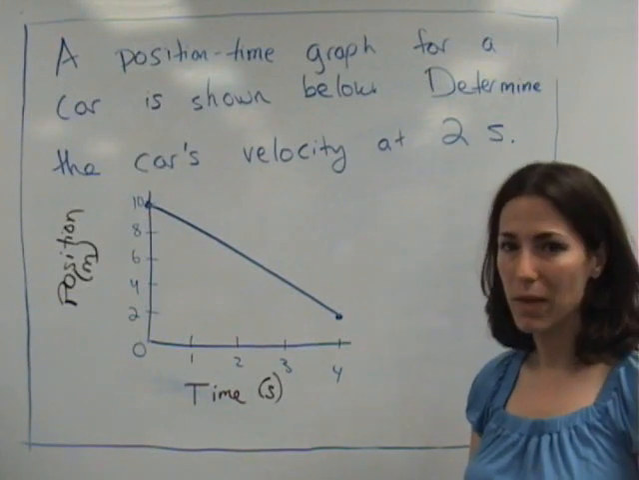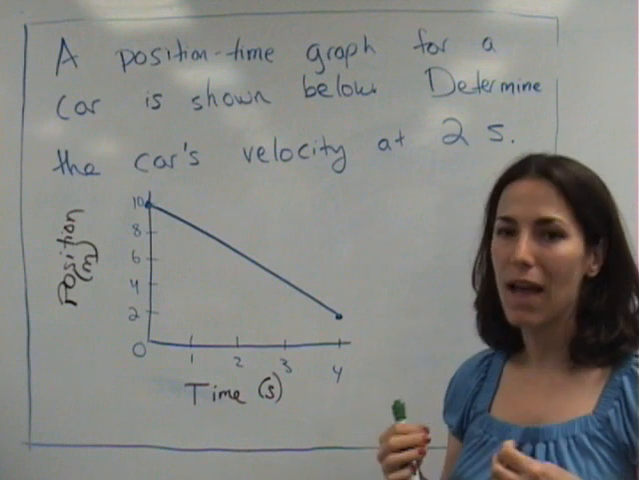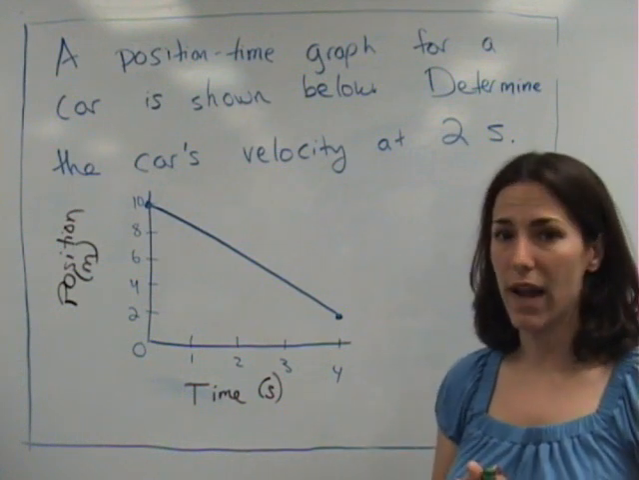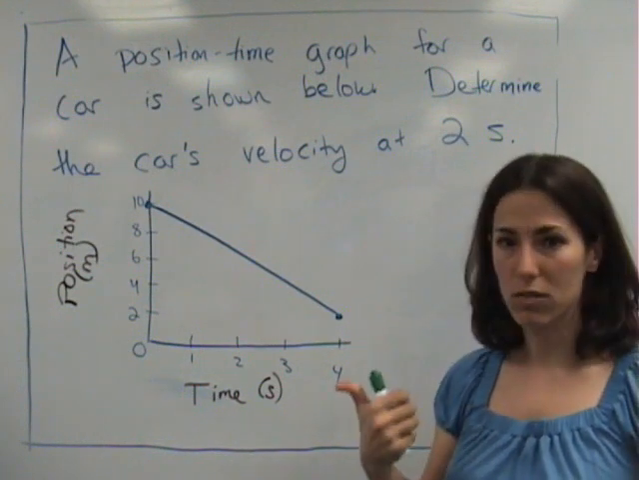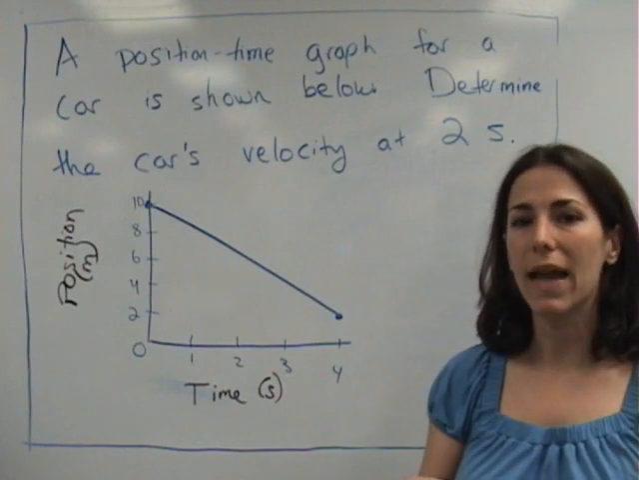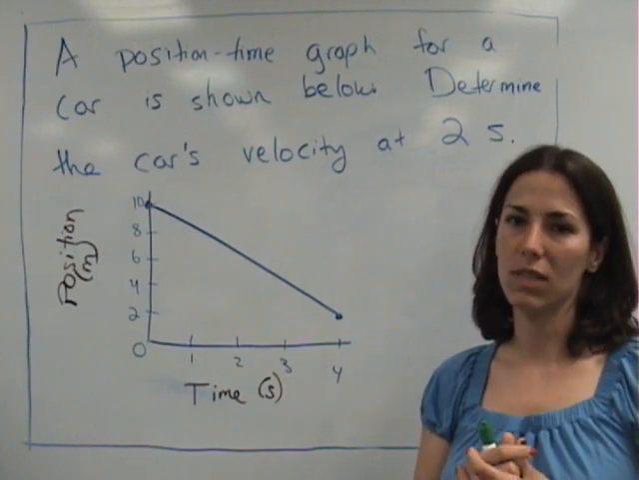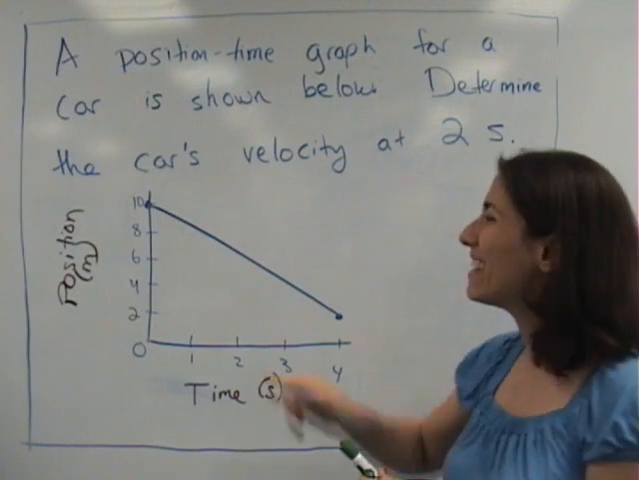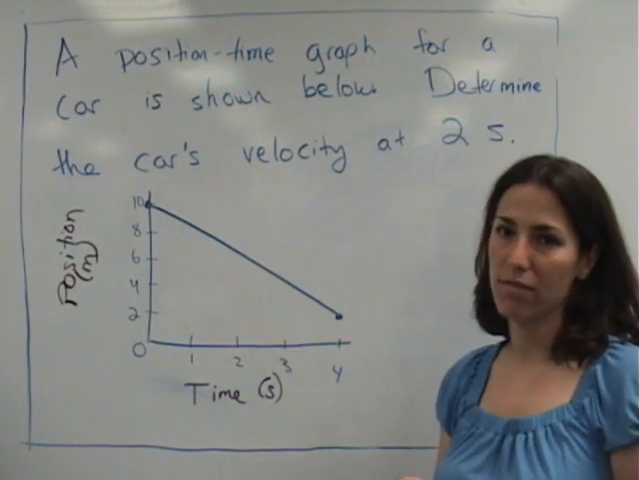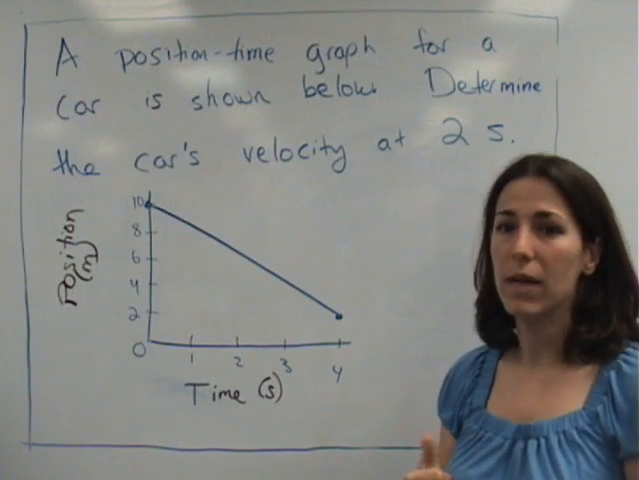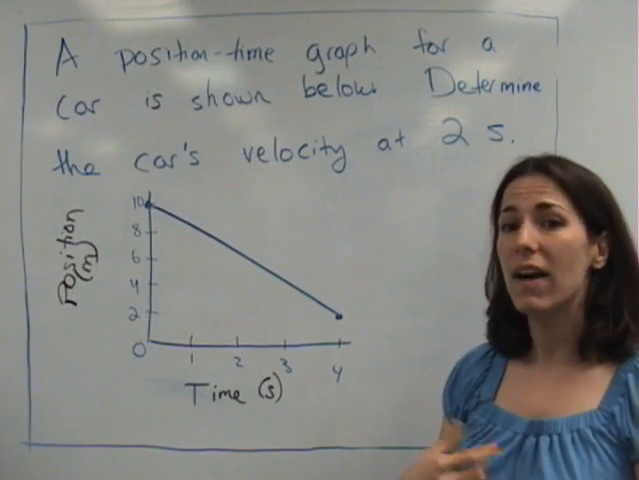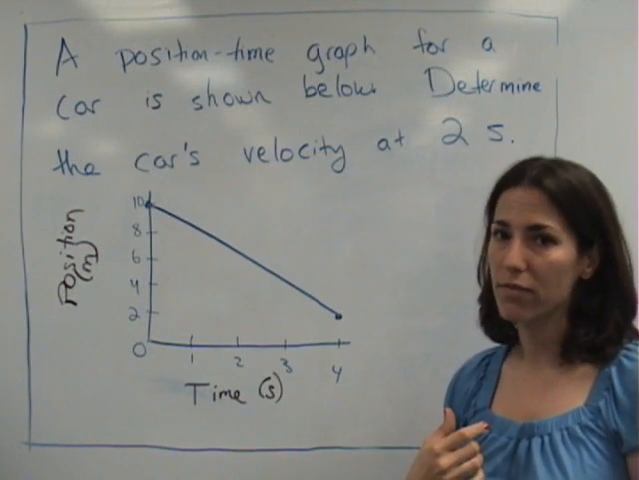Here's a physics problem that asks you to solve for velocity from a position graph. So you could use your equation, velocity is the change in position over time, but I'd like to practice a little bit of a different method. I'd like to use this concept that velocity is the slope of a position graph. And that's what we're going to do in this problem. We're going to look for velocity by finding the slope of a position graph.